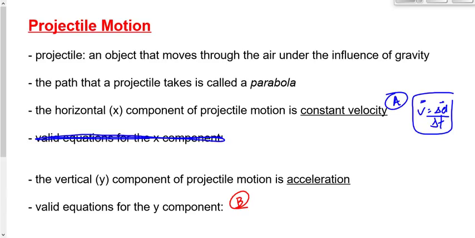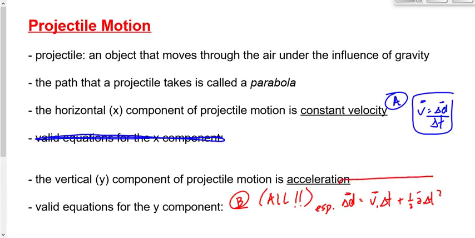All of those group B equations are valid, but the one that I'm typically going to use, and I'll say especially, is d is equal to vi t plus 1/2 a t squared. So all of the group B ones are valid, but this is the one that's going to work for us the vast majority of the time, so that's the one I'm going to write down first.